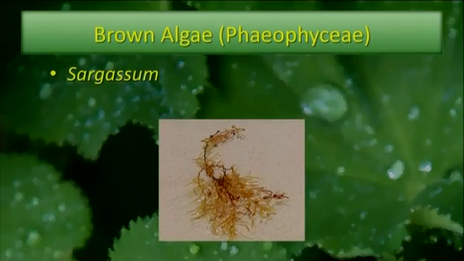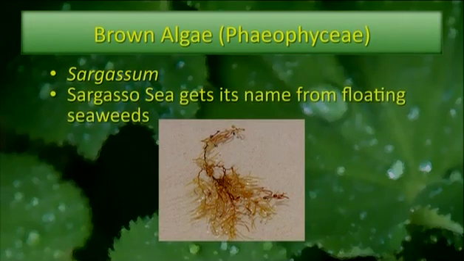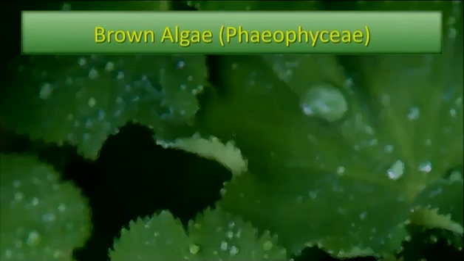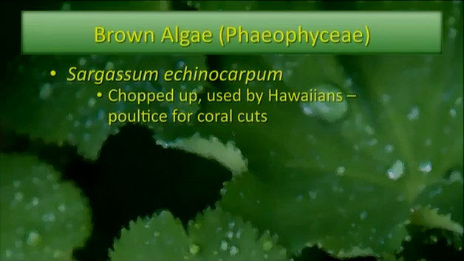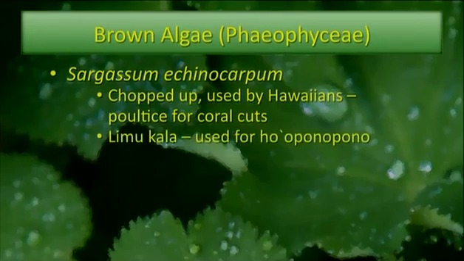Now Sargassum gives its name to the Sargasso Sea. It's a brown alga. And Sargassum echinocarpon is a species native to Hawaii. So it was used by Hawaiians, chopped up as a poultice for coral cuts. It's also known as limukala, used for a ceremonial known as ho'oponopono.